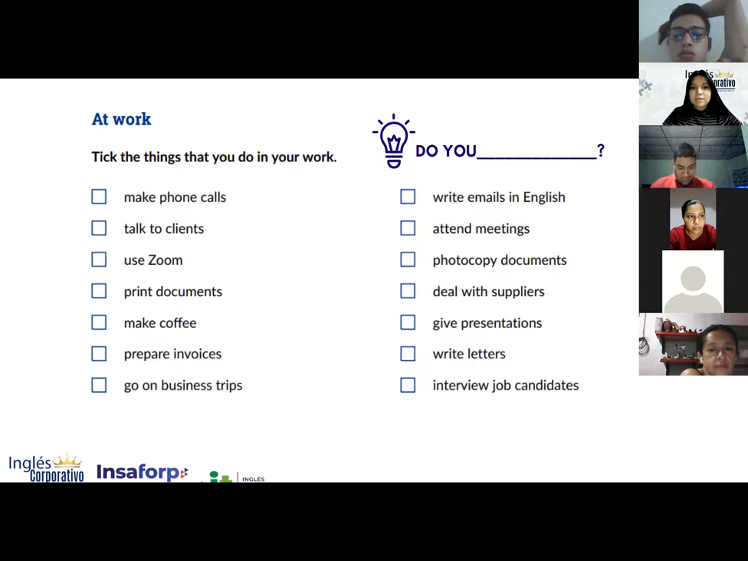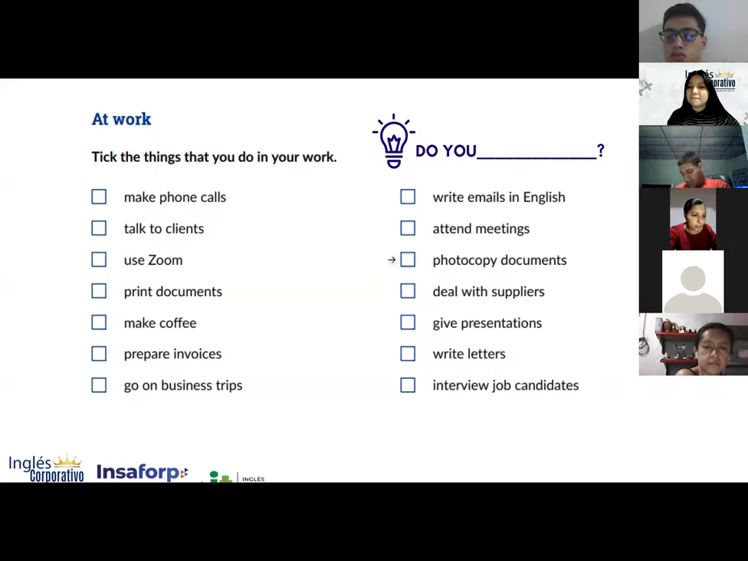She brings documents. She doesn't make coffee. How do you say the pronunciation? Prepares. She prepares invoices. She doesn't go on business trips. Yes. She doesn't write emails in English. She doesn't attend meetings.